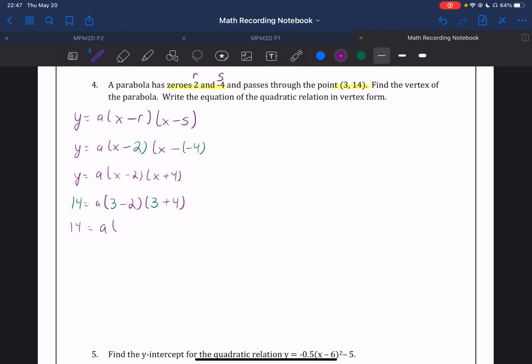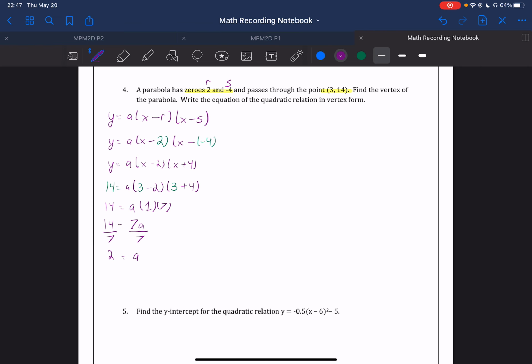So we get 14 equals a times. Sorry, 3 minus 2 gives us 1. 3 plus 4 gives us 7. So we're going to get 7a equals 14. Divide both sides by 7. And our a equals 2. So let's bring this equation back together. Our equation right now in factor form is 2(x minus 2)(x plus 4). Okay, so we have our equation. Next, what we're going to do is find our AOS.